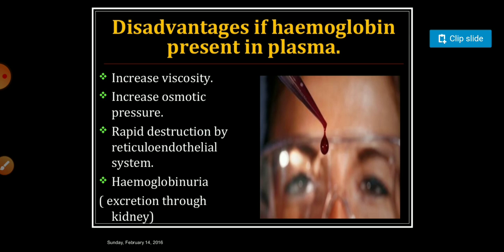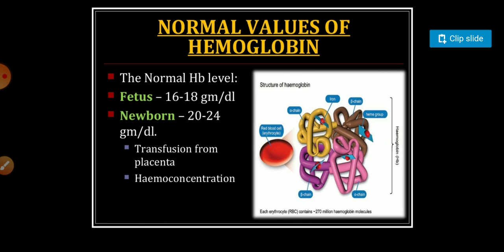Now, what are the disadvantages of the hemoglobin present in the plasma? It increases the velocity of the blood, and it increases the atmospheric pressure and osmotic pressure, and it will also increase the rapid distribution by the metabolism of the system. The hemoglobin is extracted from the kidney, so if it is present in the plasma, it will not be good for our body.